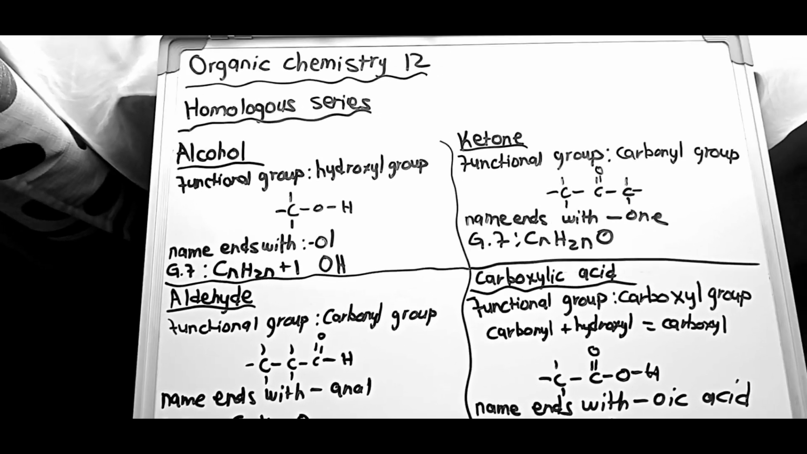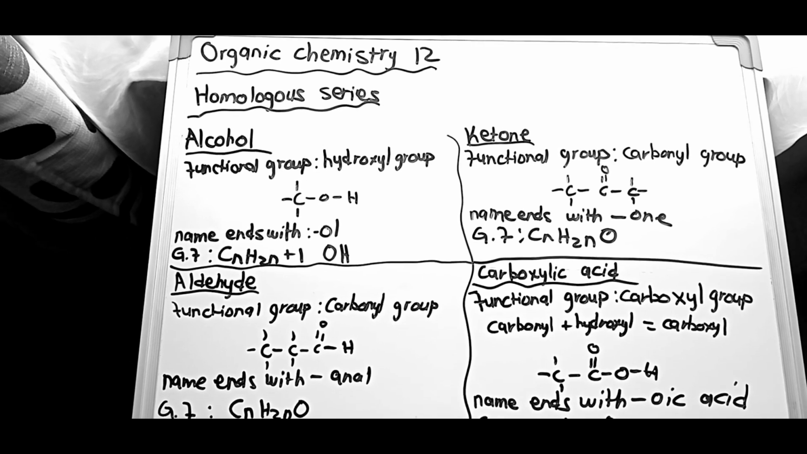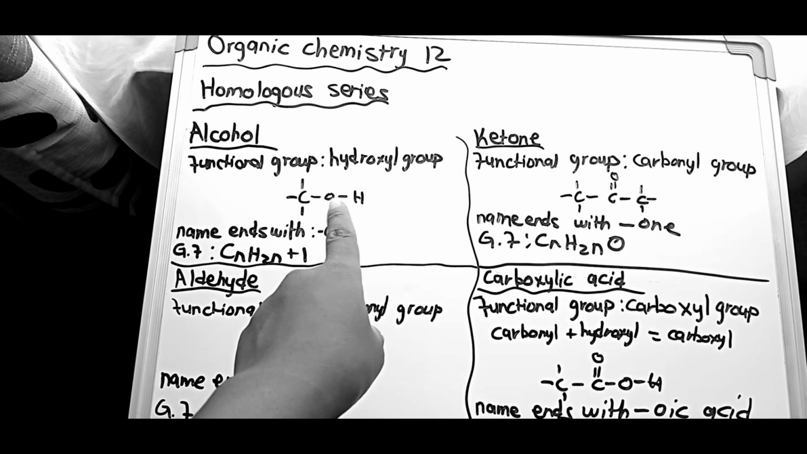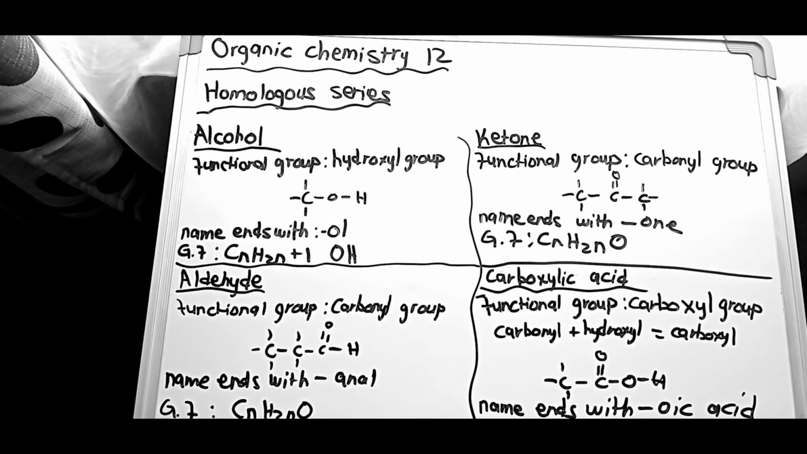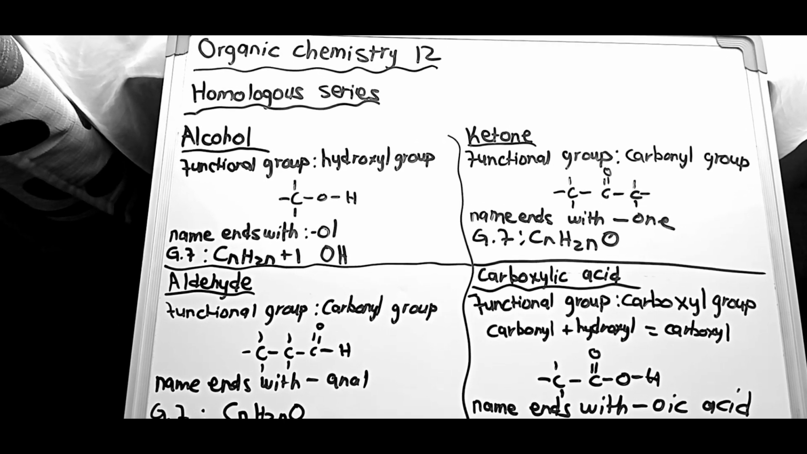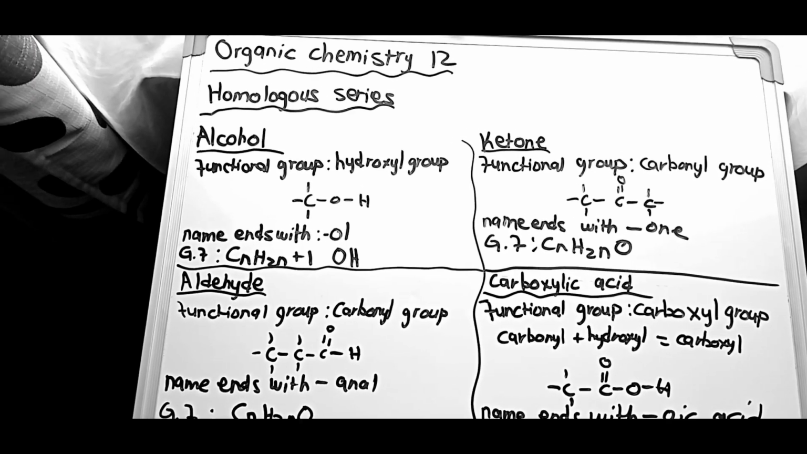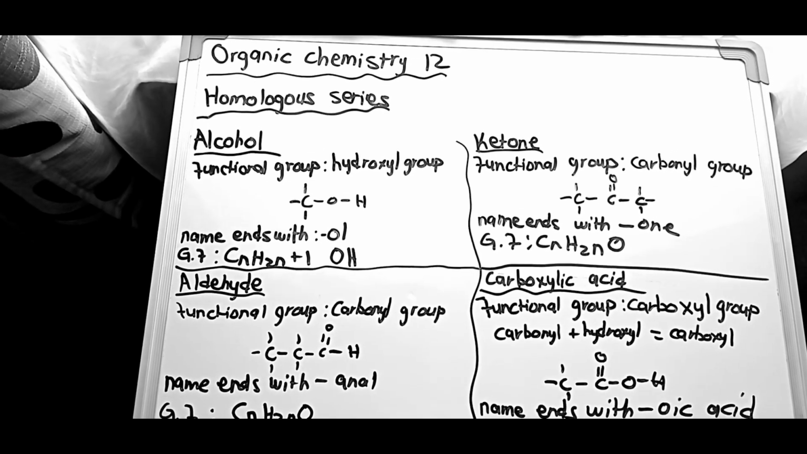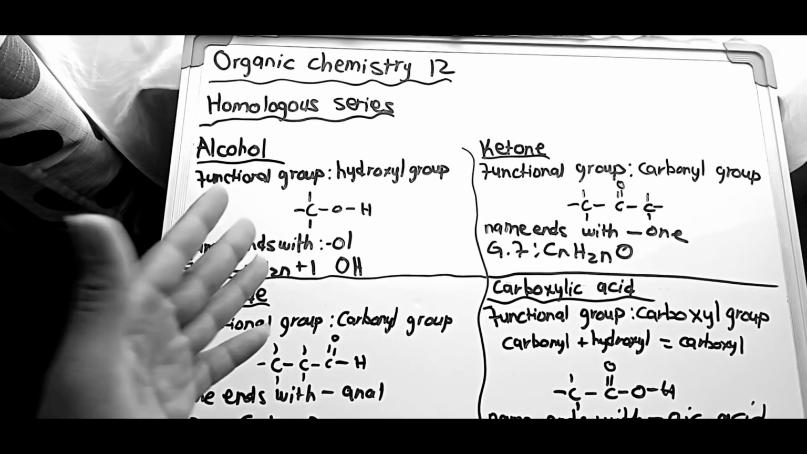So we're going to go through other homologous series. We're starting off with the alcohol. The functional group for the alcohol is the hydroxyl group. The OH represents the hydroxyl group, right? The name ends with "-ol", pentanol, methanol, hexanol. Just know that we are going to go through the naming part. Do not be confused or shocked by what I'm saying right now. The general formula for the alcohol is CnH2n plus 1 with the hydroxyl. The OH represents the hydroxyl group on the other side.